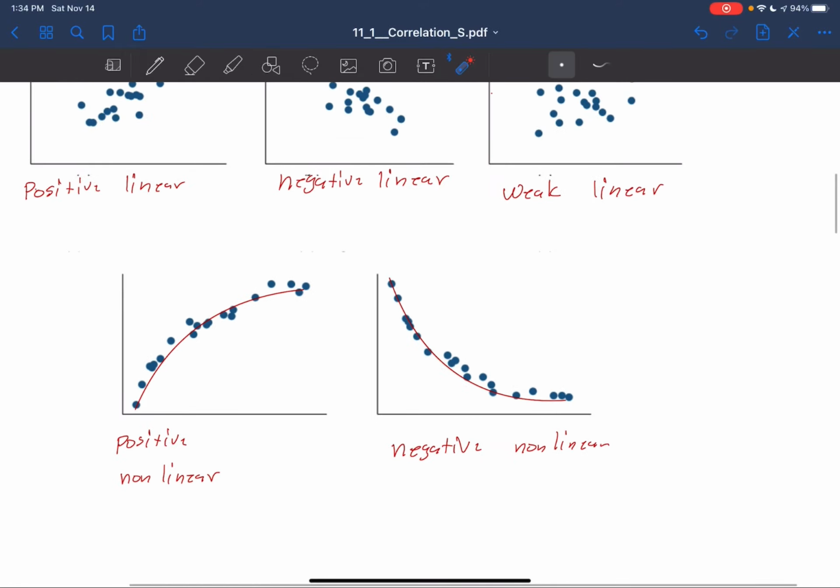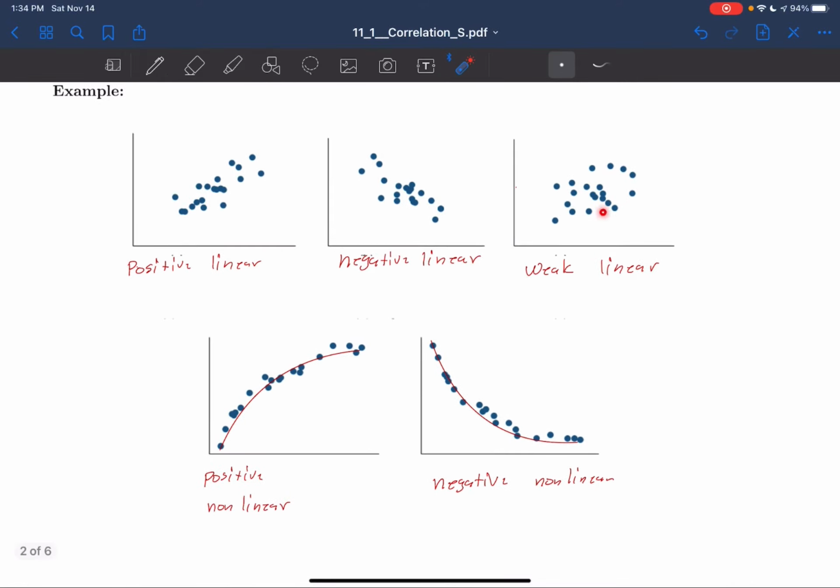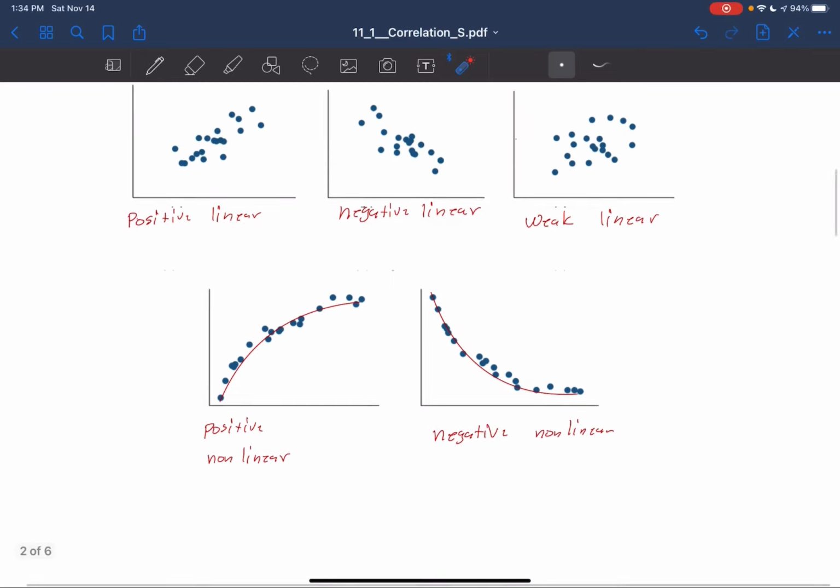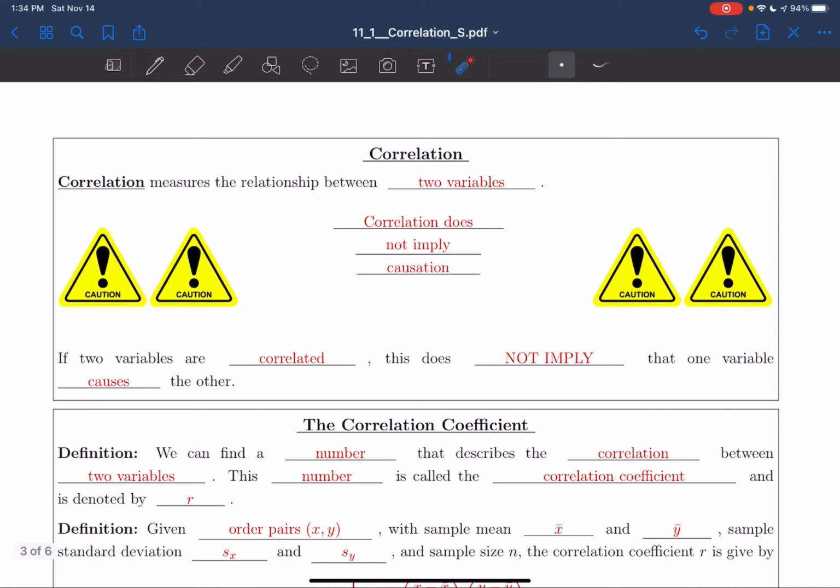So this is great, but graphs could be misleading, and people wanted to know if there's a way to get a single number that could measure how correlated two variables are. And there actually is. It's called the correlation coefficient, and that's what we're going to talk about next. Correlation measures the relationship between two variables, and a disclaimer here: correlation does not imply causation. If two variables are correlated, this does not imply that one variable caused the other.